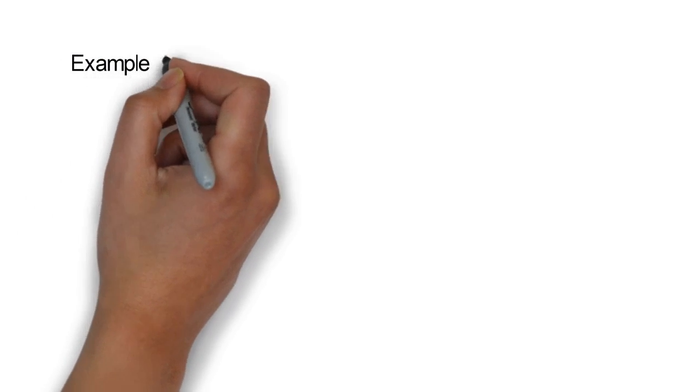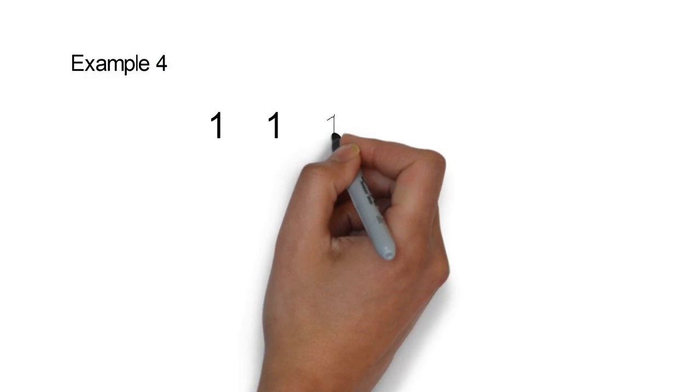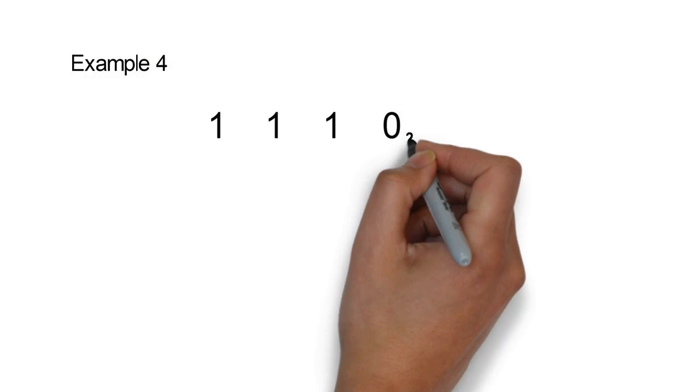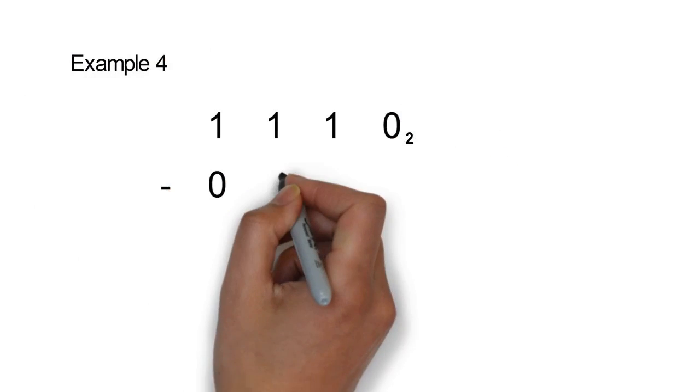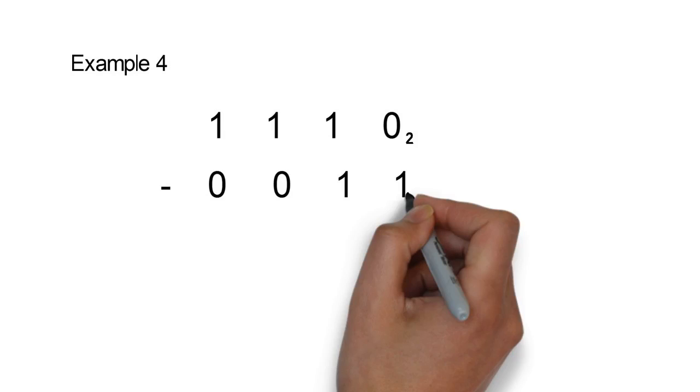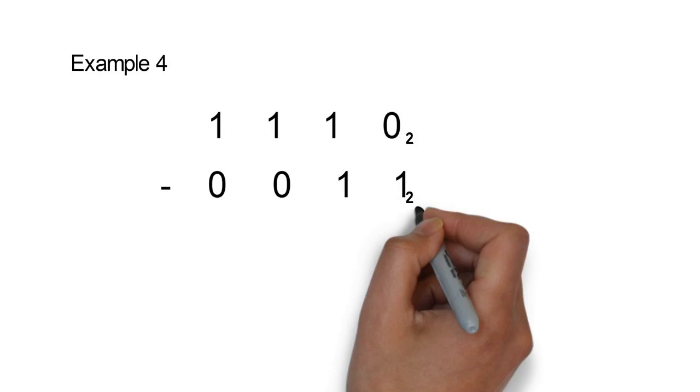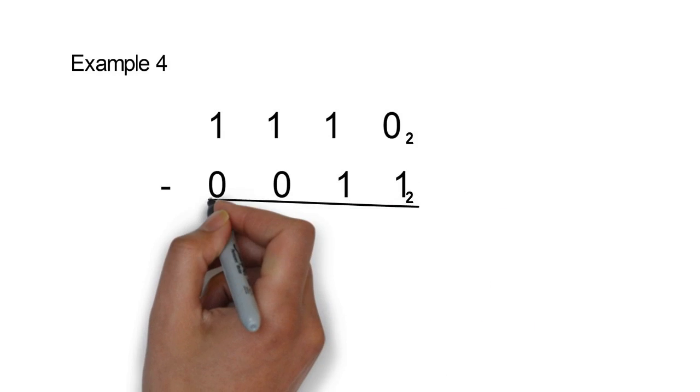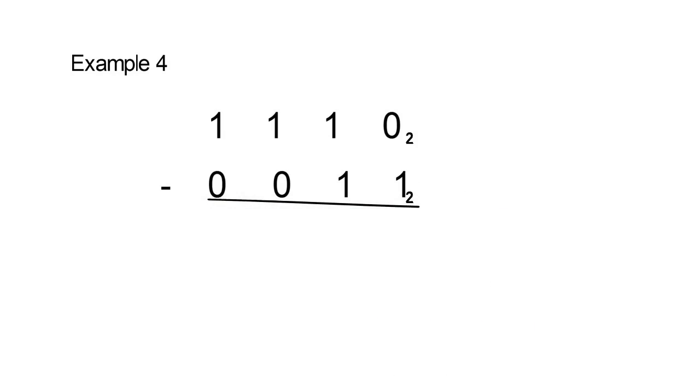Then the last example, I have 1110 base 2 minus 0011 base 2. So I start my subtraction. 0 minus 1 is not possible. What do I do? I go to the next value to borrow. So I'm going to borrow 1 from this. So this is reduced to 0. So on adding to my 0 here, the one I borrowed will represent 2 and not 1 now, because we are working in base 2.